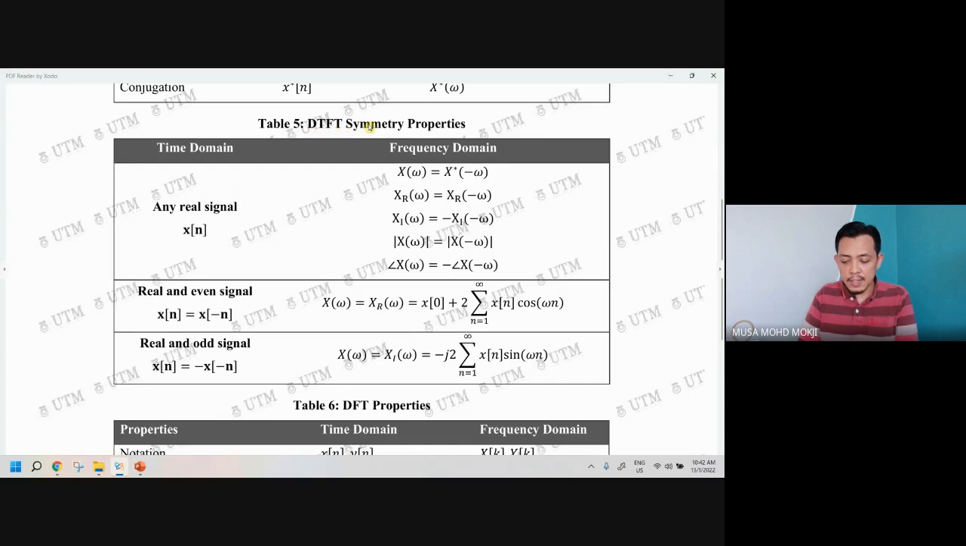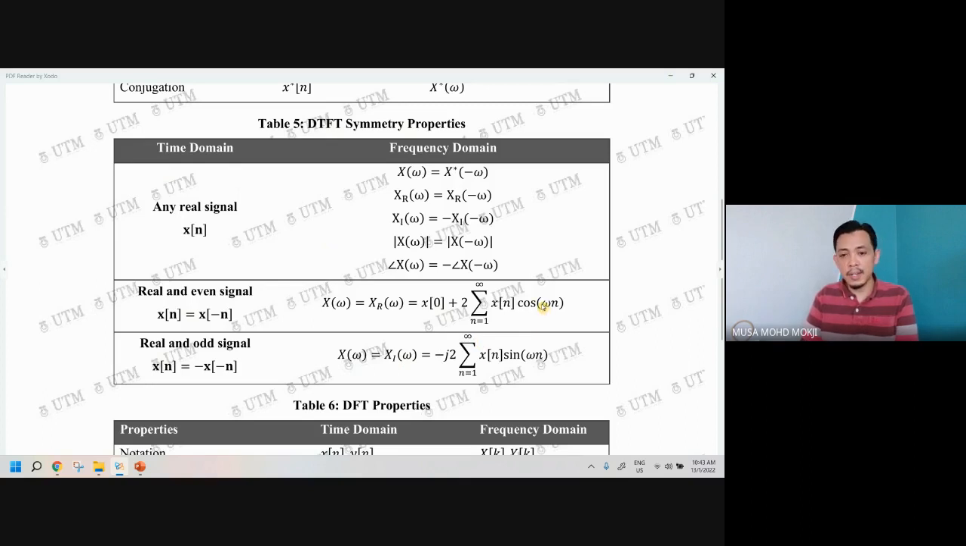DTFT symmetry properties. If your time domain signal or system is real and even, we have a different, simplified formula. If it is real and odd, we also have a simplified formula, because these two are actually symmetry. This is a time domain symmetry, right? So instead of using the original formula, in the next example we're going to use this formula, but of course not on omega, on k.